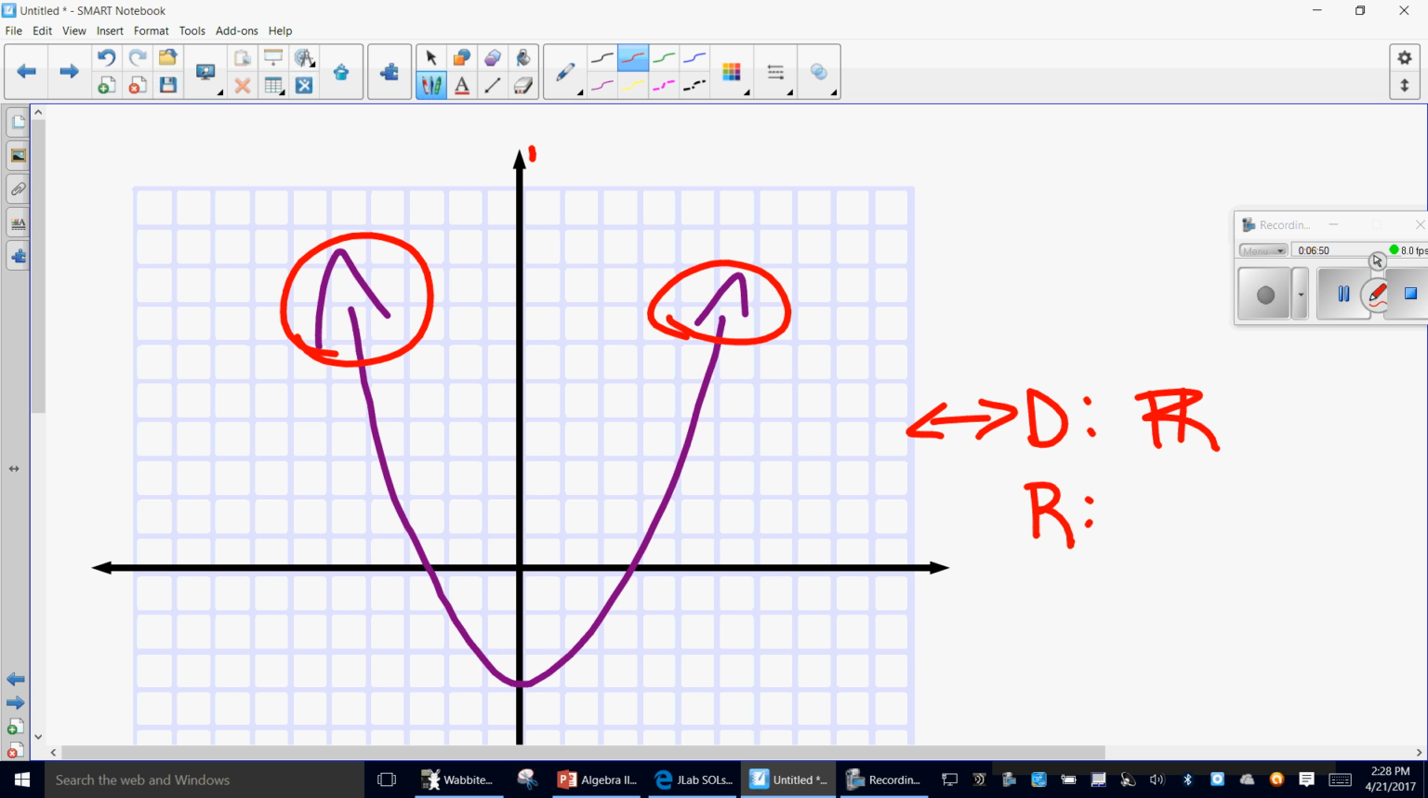Then we ask ourselves the questions for range. Range goes up and down. The questions I'm talking about is how far up and how far down. How far up is he going? He's going forever. If you look at this arrow or this arrow, it doesn't matter which arrow, but both arrows are going up forever to infinity and beyond. How far down is he going?